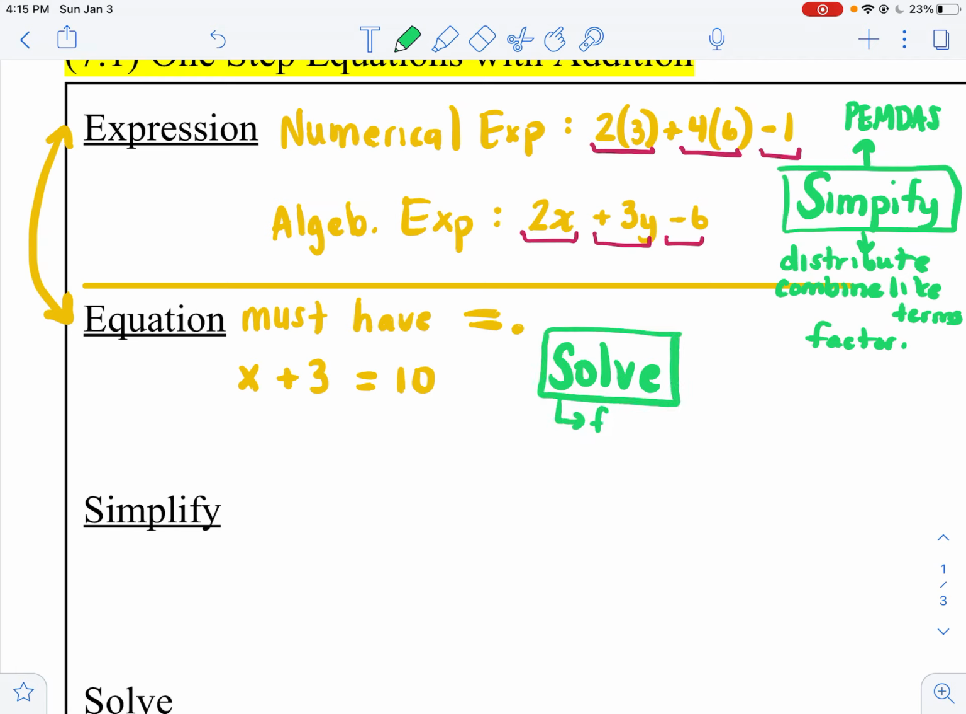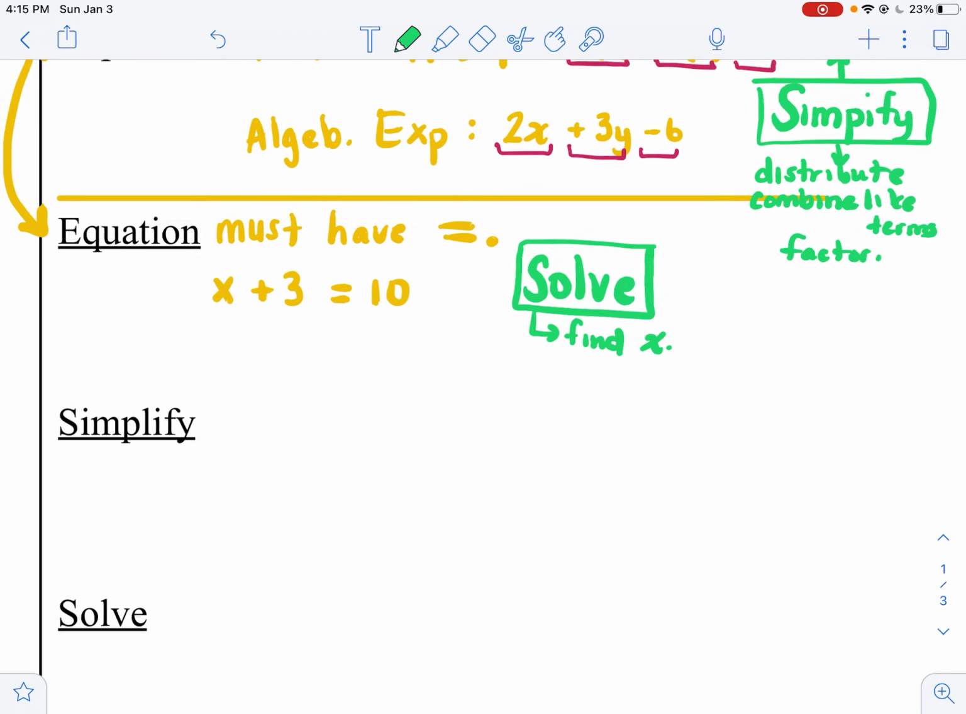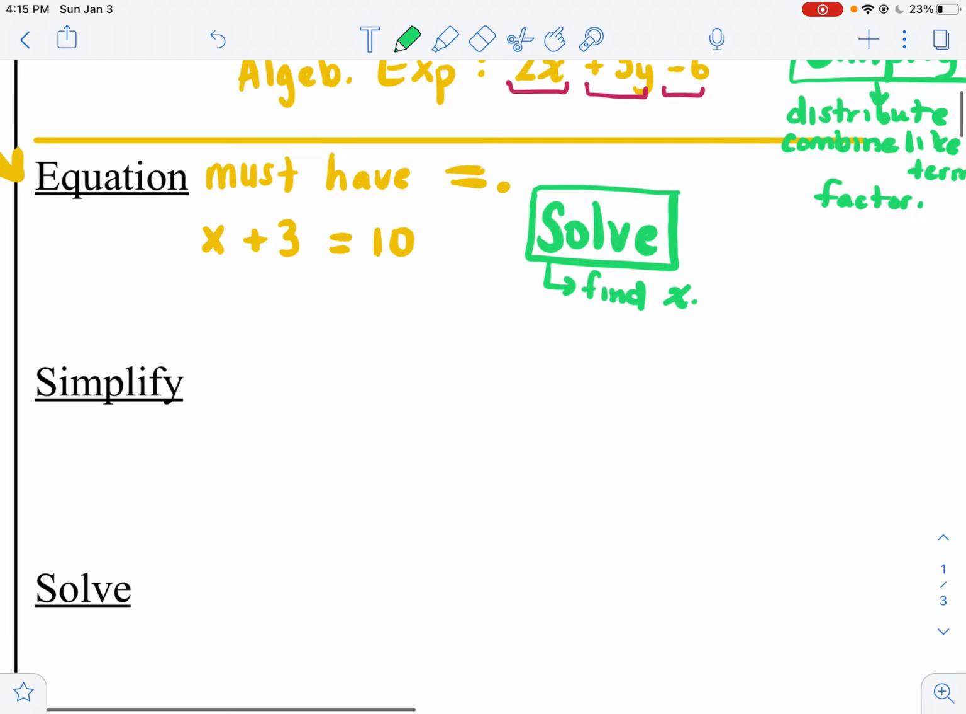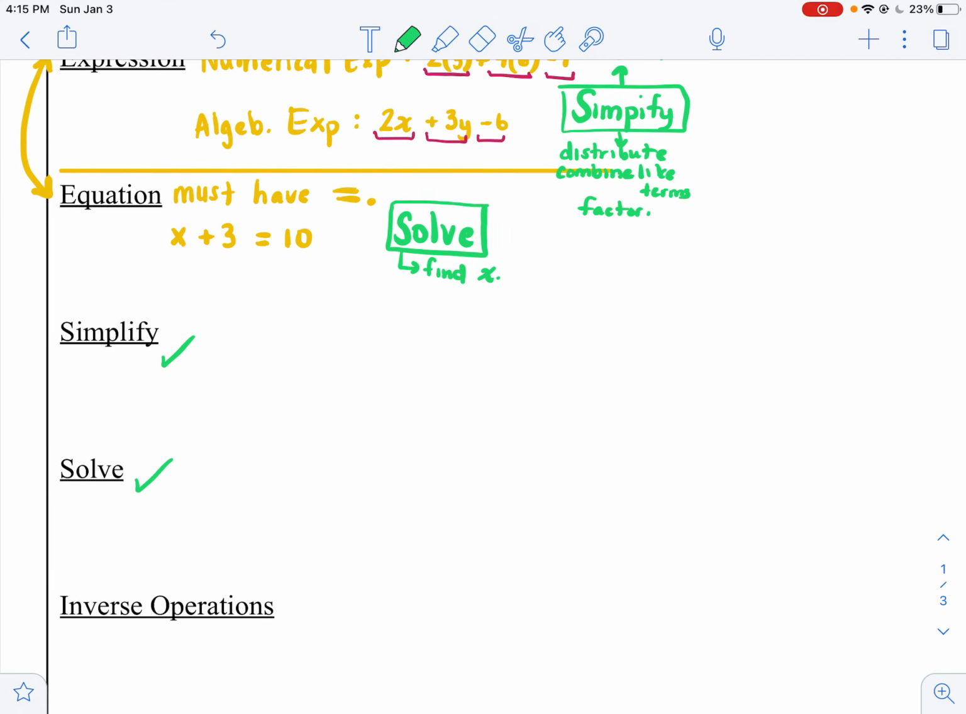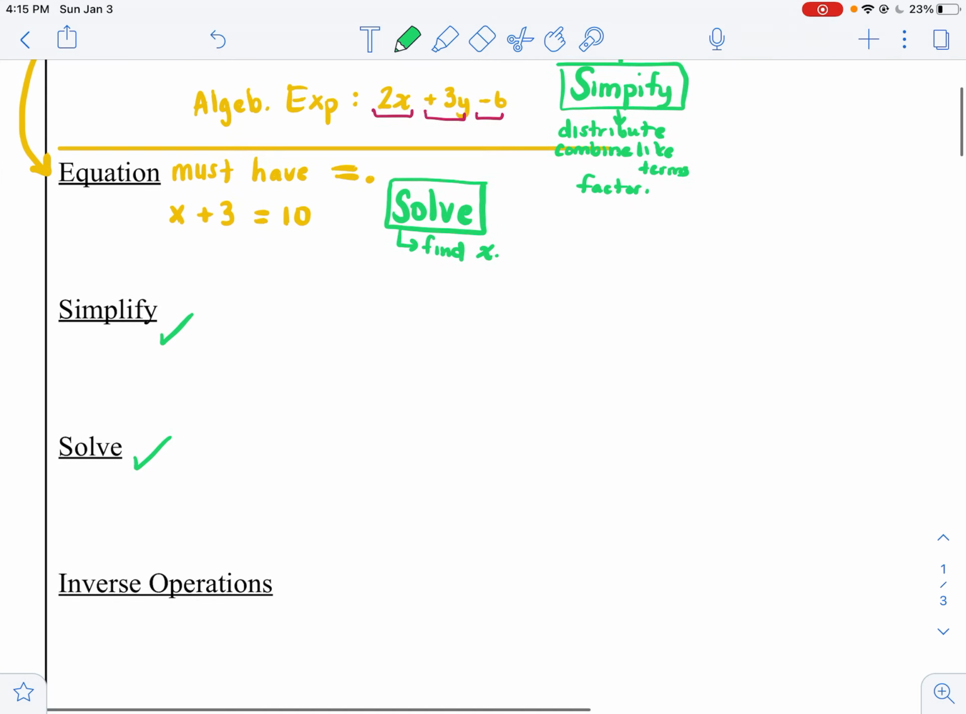And when I say solve, I'm saying find what does x represent? What is x standing in the place of? Now, something like this is kind of an easy question, and you might be able to figure it out by using guess and check, by using mental math. But throughout this chapter, we are going to find a systematic way to solve for these equations. Okay? And I just did simplify and I just did solve.